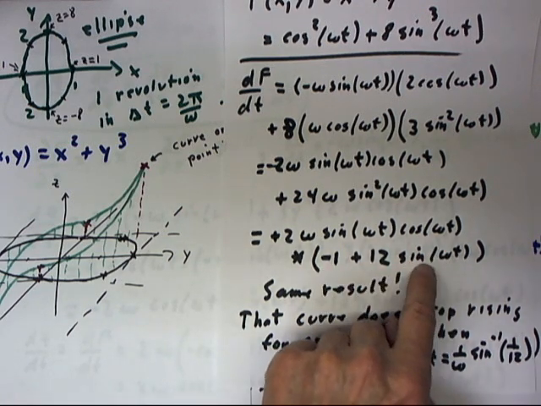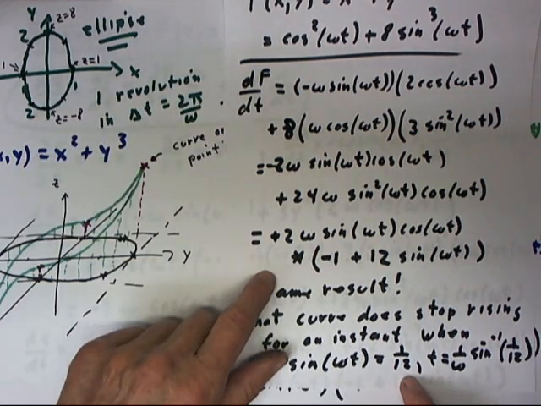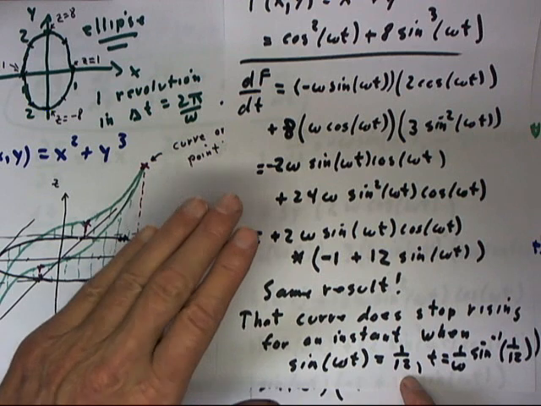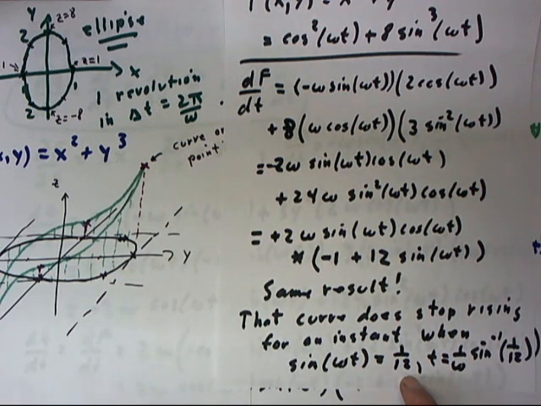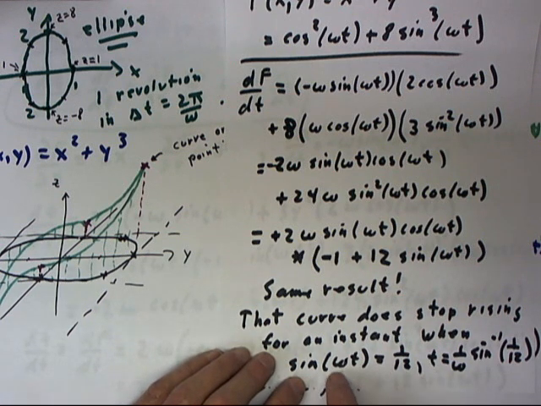This is going to give us 0, which means our derivative of f with respect to t is going to be 0, so that f is going to, for an instant, stop increasing, meaning that our curve is going to stop rising. That occurs when sine of omega t is 1/12, and that's easily solved. T is, we take the inverse sine of both sides and then divide by omega, and we get t equals 1 over omega times the inverse sine of 1/12.